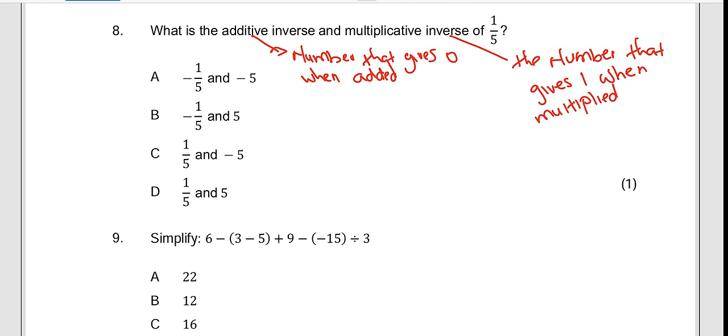So guys, what is it that we need to add to 1 over 5 to get 0? It's 1 over 5 minus 1 over 5, which gives me 0. What I've added is minus 1 over 5. What about the multiplicative inverse of 1 over 5? 1 over 5 multiplied by 5 gives me 1. So it's 5.